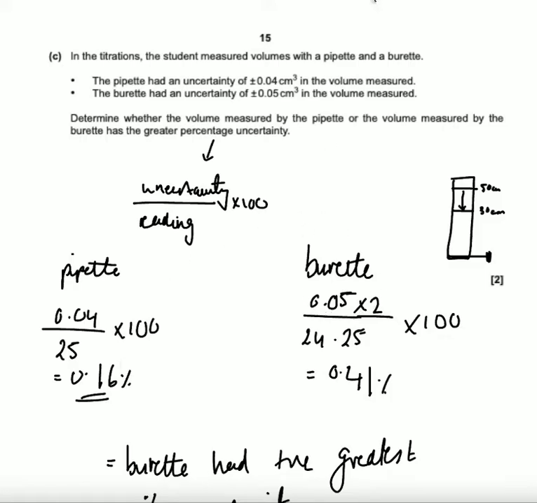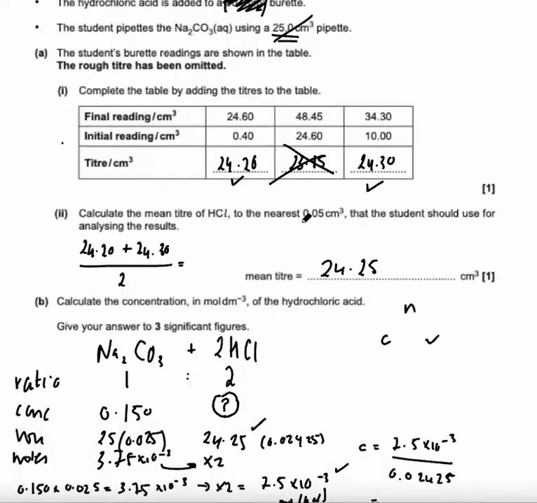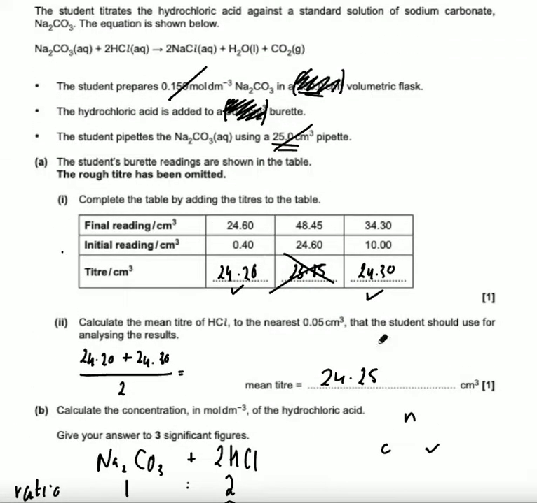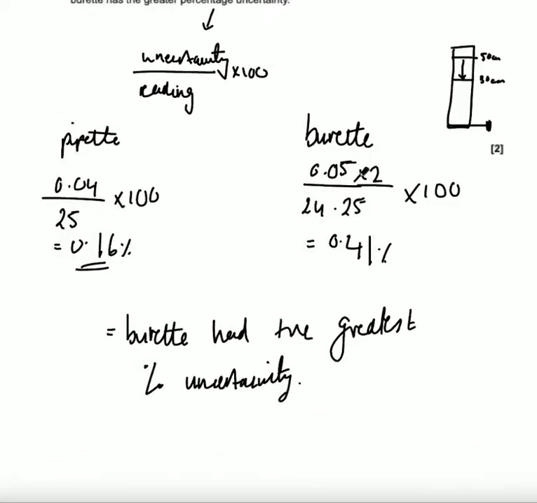Now, let's go to the burette. It tells us the burette is 0.05. And we have the reading, which, if we go over here, the burette was 24.25. It's not 50 centimeters cubed, because the burette has a total of 50 centimeters cubed, but we use 24.25 of the volume that is in the burette, so that's why the reading is 24.25. However, there's an additional step when it comes to burettes.